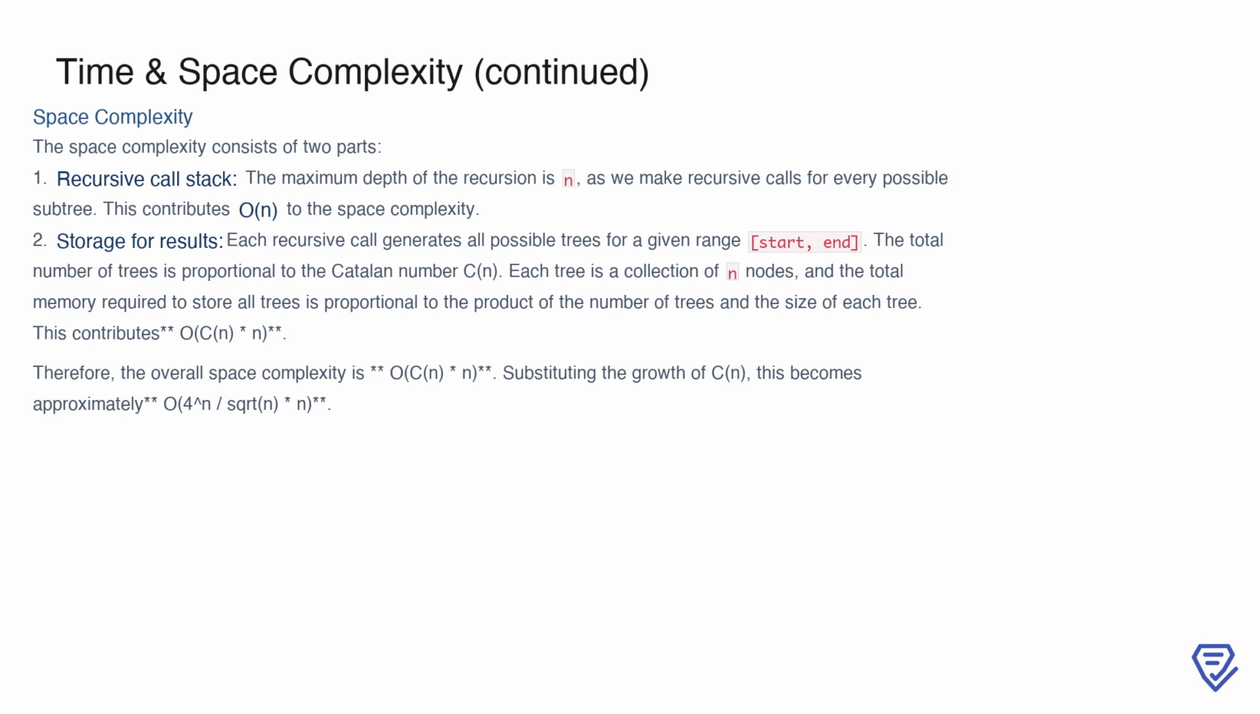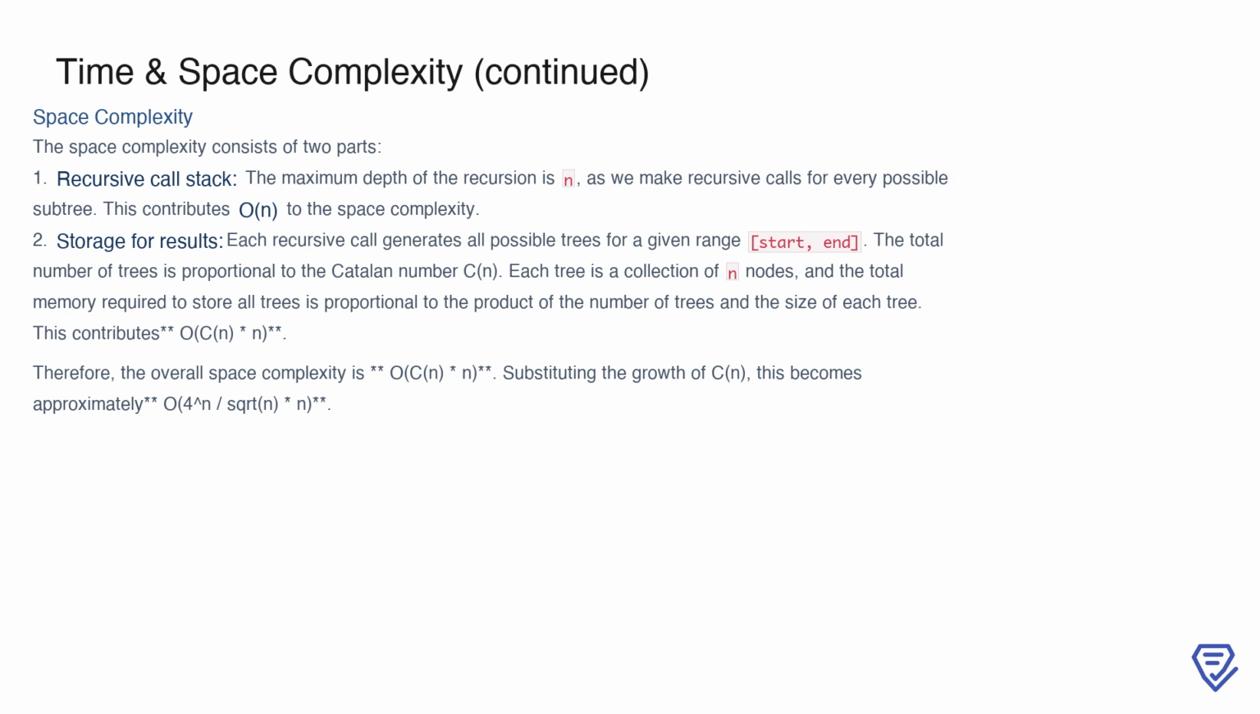First, the recursive call stack. Since the recursion depth is at most n, this contributes n to the space complexity. Second, we need to account for the memory required to store all the generated trees. Each recursive call generates all unique BSTs for a specific range, and the total number of trees is proportional to the Catalan number, C_n.